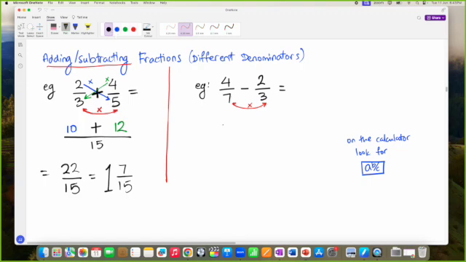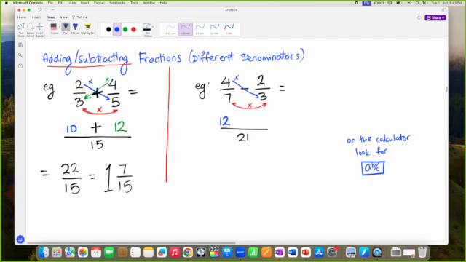7 times 3 is 21. Then you cross multiply. Now for subtraction, this is very important. You cross multiply 4 times 3. So 4 3s are 12, and I put that on the side of the denominator, the 4.